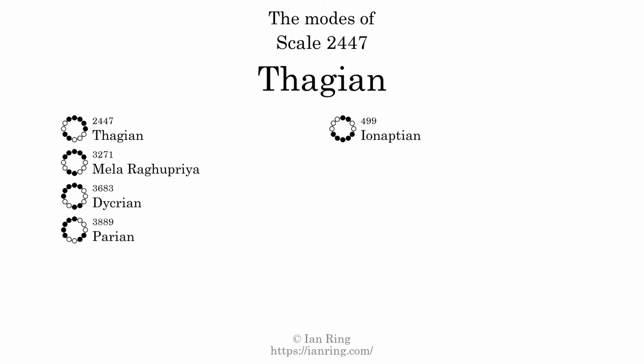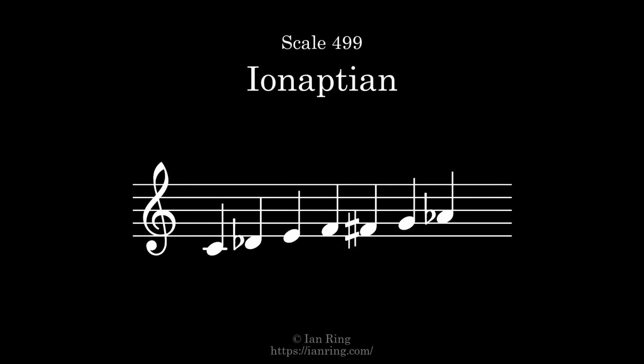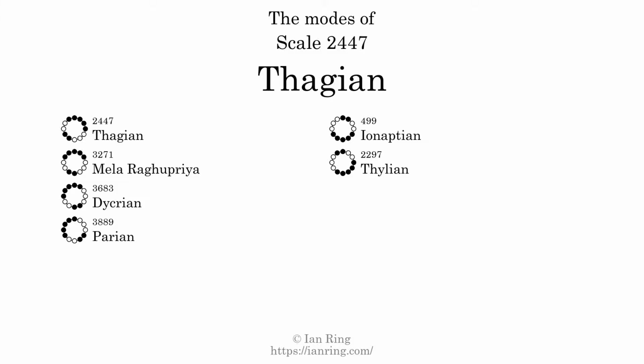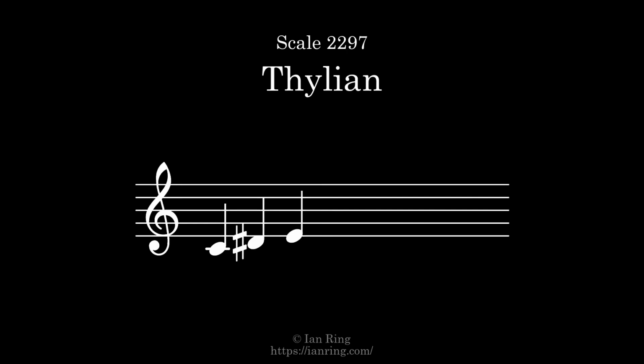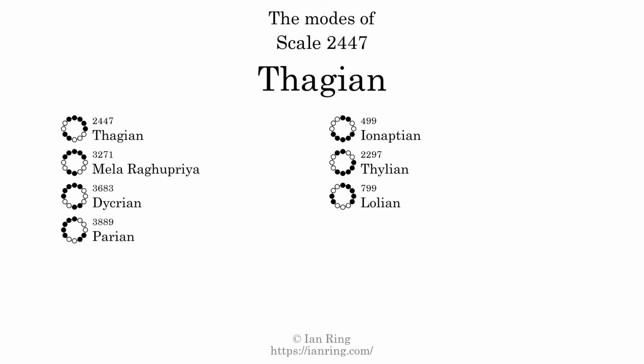The fifth mode is scale 499, also known as Imperfections. It sounds like this. The sixth mode is scale 2297, also known as Thagian. It sounds like this. The seventh and last mode is scale 799, also known as Lolian. It sounds like this.